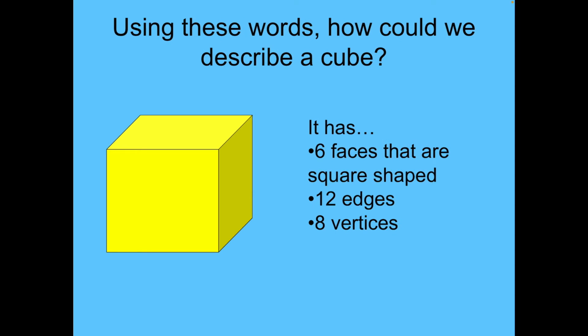Using these words, how could we describe a cube? Well, it has 6 faces that are square-shaped, 12 edges, and 8 vertices. If you can go and find something that's a cube in your house, maybe you could check that and make sure I've done it right.